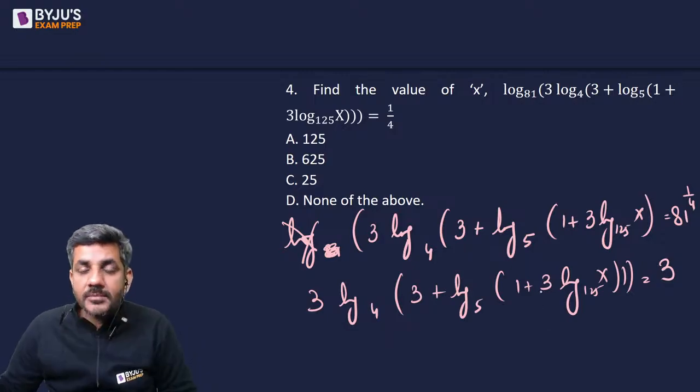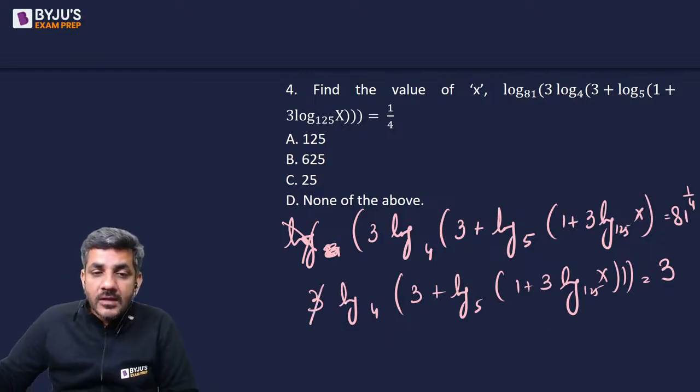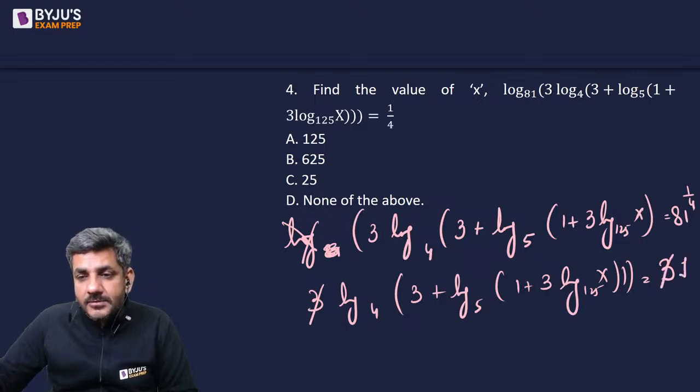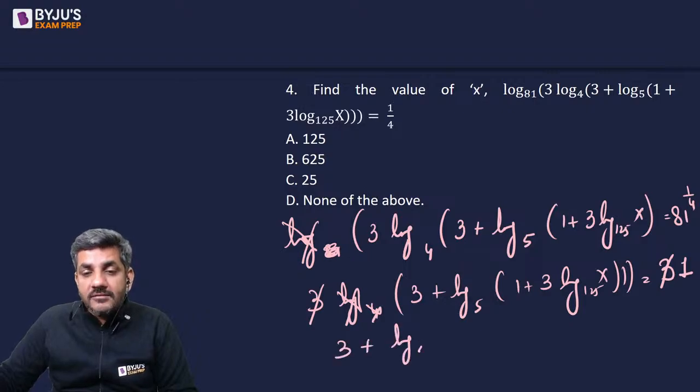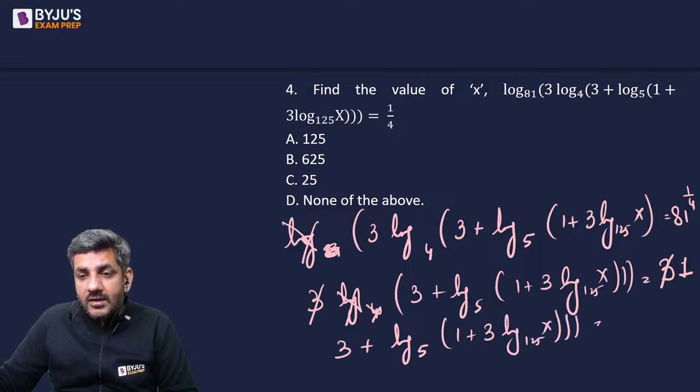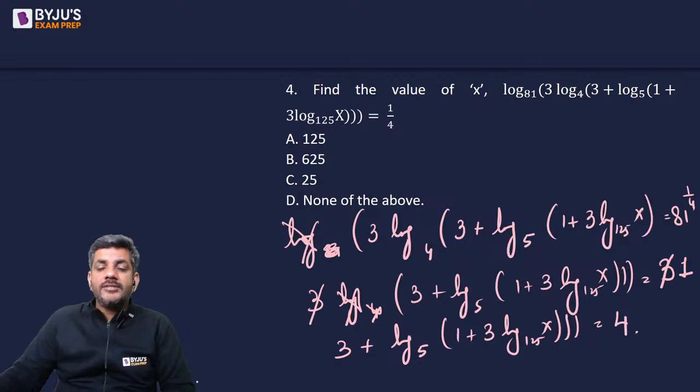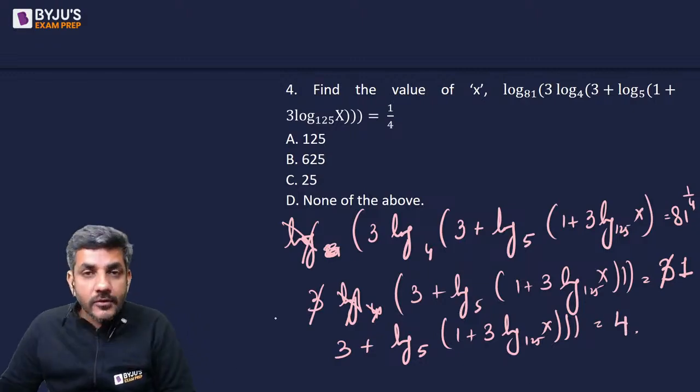That becomes 81 to the power 1 by 4, which is equal to 3. 3 and 3 cancel out. It becomes 1. And once again, by the definition of log, जब मैं यहां से log हटाऊंगा तो ये 4 उधर जाके पावर में आ जाएगा. Right hand side would become 4 to the power 1. So ultimately I have 3 times log of base 5 of 1 plus 3 times log of x to the base 125, and this is equal to 4 raised to the power 1, which is equal to 4.